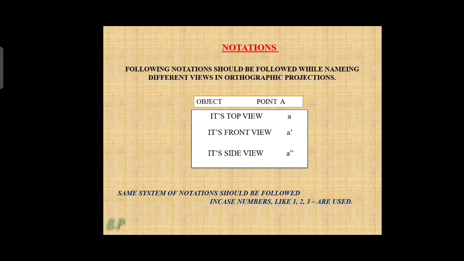The same system of notation should be followed in the case of numbers like 1, 2, 3 also. See this figure, the point A in the first quadrant. You watch this point from the front view. The front view image will appear on the VP plane, so that point is located as A dash. Next you watch this point from the top view. The top view image will appear on the HP plane. For representation purposes, we tilt the HP plane 90 degrees clockwise. So the top view point becomes below the XY reference line, and here you locate the top view, named A.